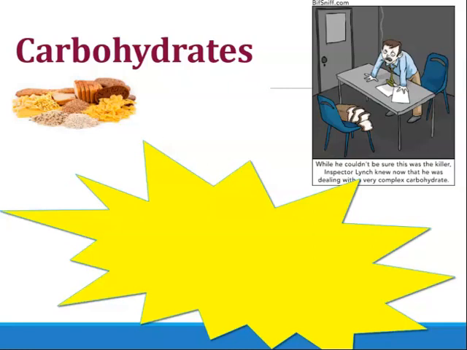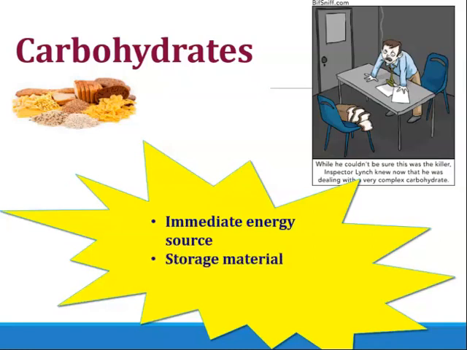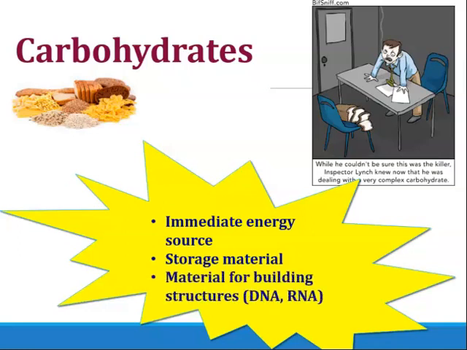The first macromolecule that we're going to talk about is carbohydrates. Carbohydrates are an immediate source of energy. They are a type of storage material that we could use should we find ourselves in fits of starvation. Also, carbohydrates provide the material for building structures such as DNA and RNA. This little cartoon is kind of funny. While he couldn't be sure this was the killer, Inspector Lynch knew now that he was dealing with a very complex carbohydrate. So complex carbohydrates, we think of our carbs, our bread, our pastas, and such.